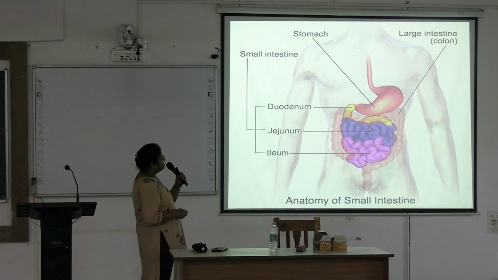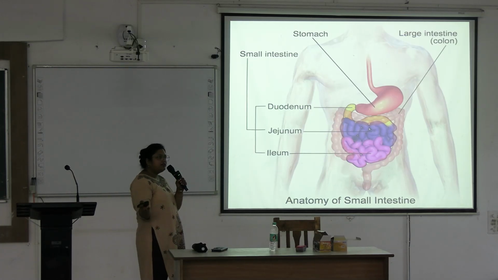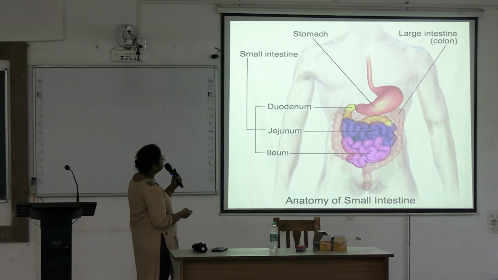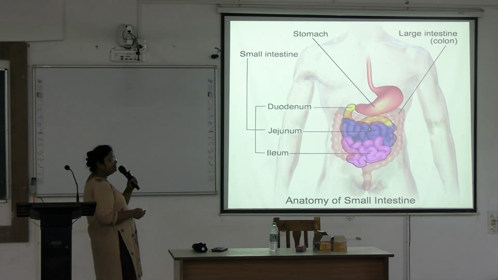This bluish portion represents the jejunum, and the pinkish one the ileum. And this ileum is joining with the cecum. Cecum is part of the large intestine at the ileocecal junction. So today we'll discuss the duodenum.